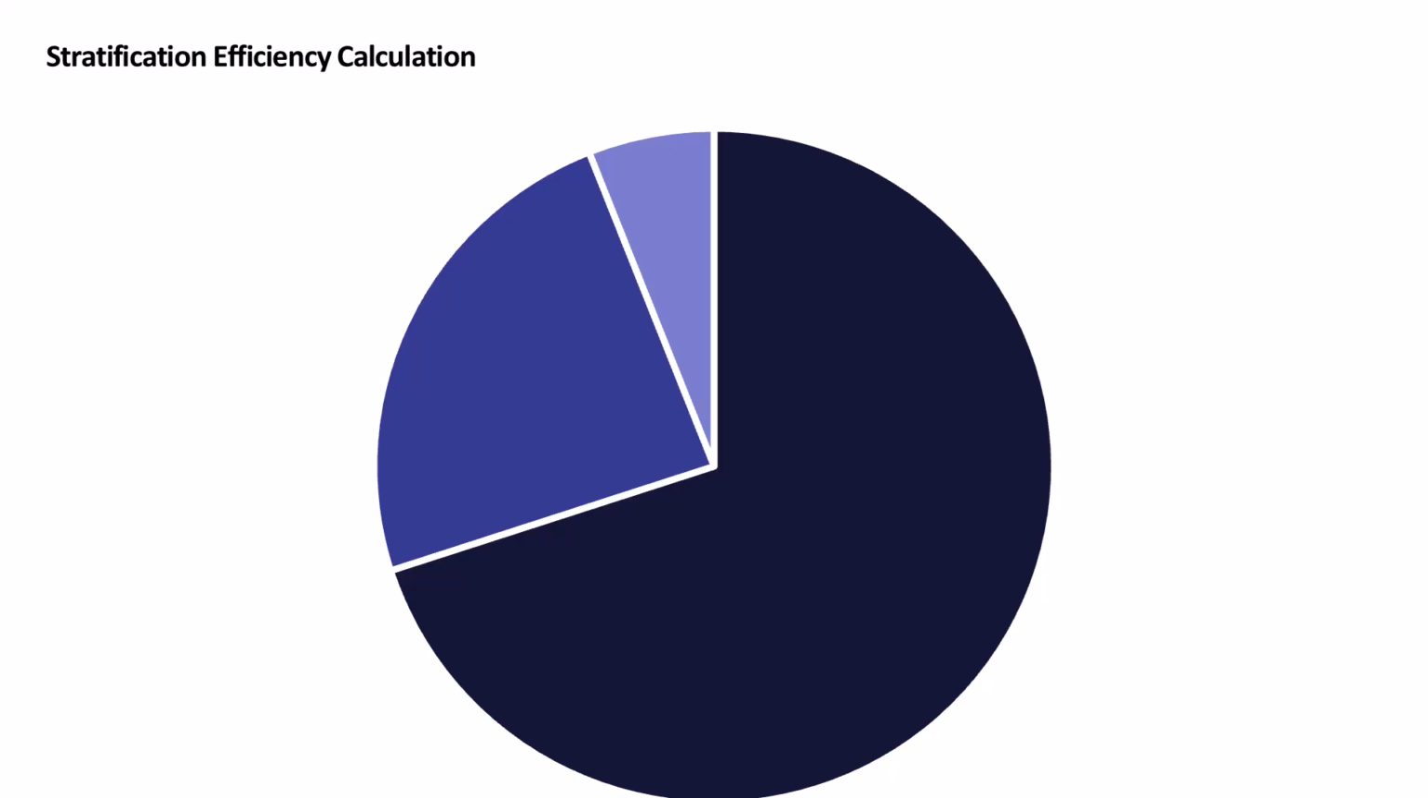Stratum 1, greater than $100,000. 25 items totaling $3,500,000, 70% of value in just 2.5% of items. We test all 25 items. Stratum 2, $10K to $100K, 300 items totaling $1,200,000. Using MUS, we test only 36 of these items. Stratum 3, less than $10,000, 675 items totaling $300,000. Using MUS, we test only 9 of these items. Total stratified sample, 70 items, 25 plus 36 plus 9.